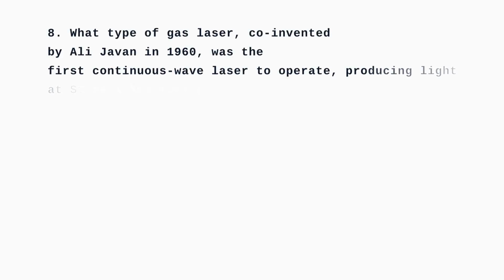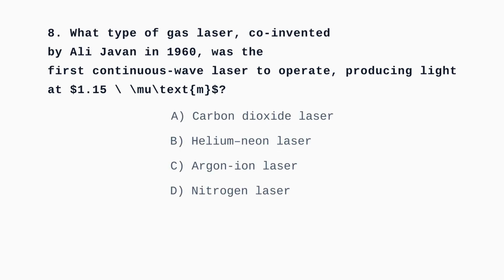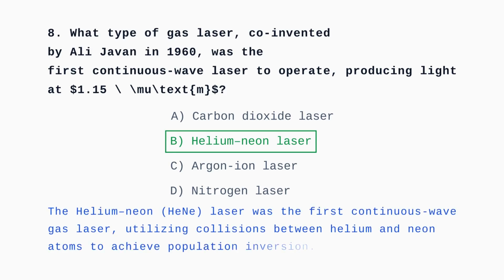Question 8. What type of gas laser, co-invented by Ali Javan in 1960, was the first continuous wave laser to operate, producing light at 1.15 micrometers? The helium-neon laser made history as the first continuous wave gas laser. Developed in 1960, it demonstrated that sustained gas discharge can produce highly stable, coherent infrared beams.